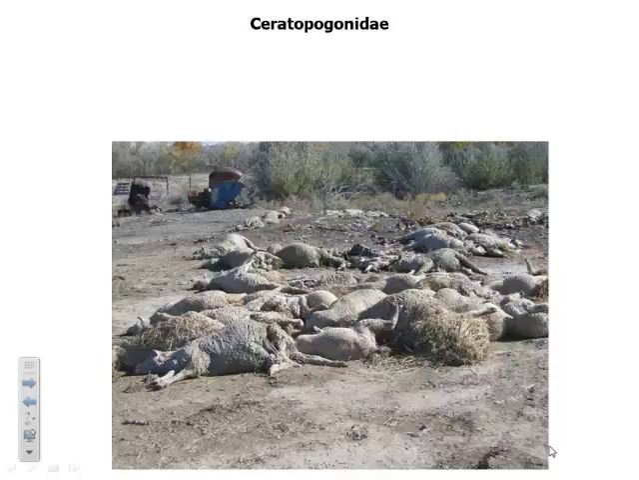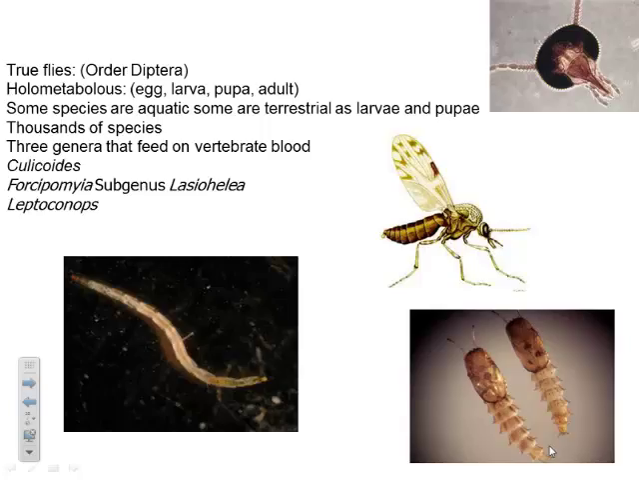Okay, so I'm going to talk about ceratopogonids, and I'll briefly mention one other family when I show it. But Ceratopogonidae are the biting midges. They're also called no-see-ums and punkies, and to the non-medical entomologists, they're called sandflies. Medical entomologists have a big issue with them being called sandflies because there's another group of flies which are called sandflies. But in reality, they're sandflies.